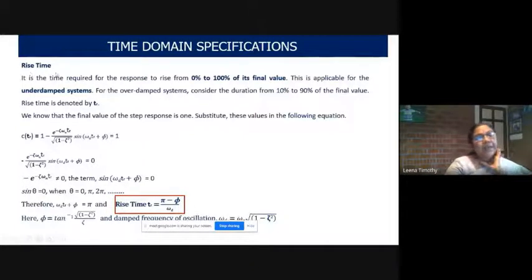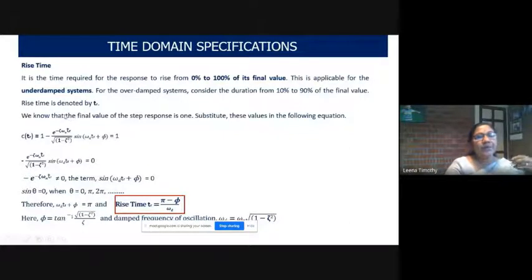Expression for rise time. Now we know that rise time is the time required for the time response to rise from 0% to 100% of its final value, because we are considering the underdamped system. So it is the time required for the time response to rise from 0% to 100% of its final value. This is for an underdamped system. For an overdamped system, it is just the time taken by the time response to rise from 10% to 90% of the final value, and it is denoted by tr.